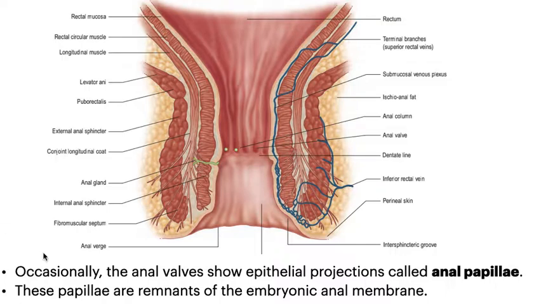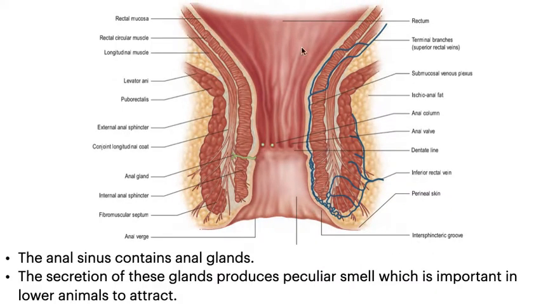Occasionally, the anal valves show epithelial projections called the anal papilla. These papilla are nothing but the remnants of the embryonic anal membrane. The anal sinuses contain the anal glands. The secretion of these glands produce a peculiar smell which is important in lower animals to attract.